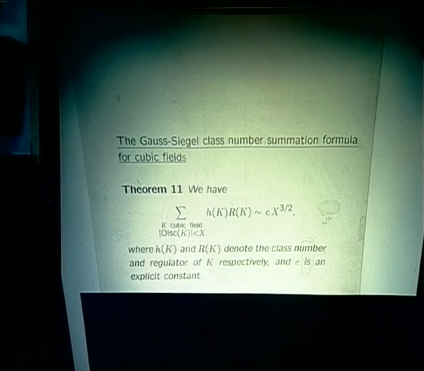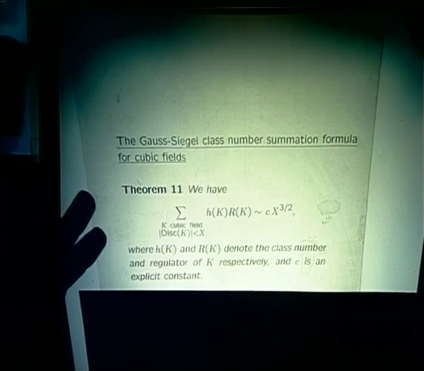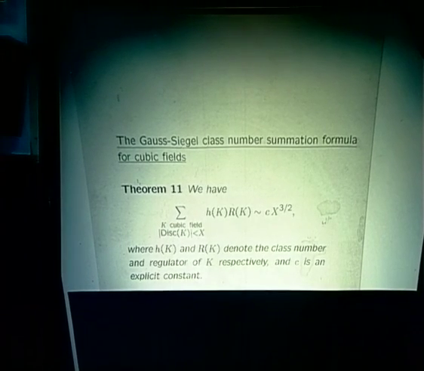But now you have to take into account the units of the number field and the units of the localizations and their measures, and that's what comes in. So the constant has a very nice interpretation. It gives the right thing for quadratic fields as well. It gives the right thing for cubic fields, and so you expect that that would continue as well.